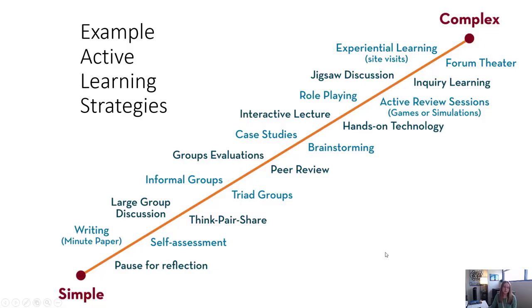So speaking of example active learning strategies, you can see down here they go from simple to more complex. I would encourage you to maybe take a screenshot of this visual here so you have it to reference in the future. But you can see some of those simple activities could just be a pause for reflection. It could be a think, pair, share. It could be informal grouping.